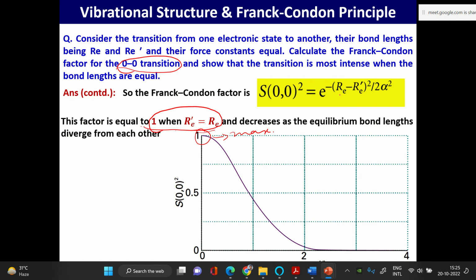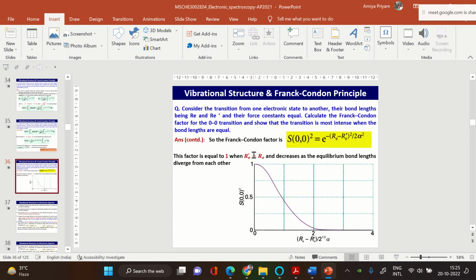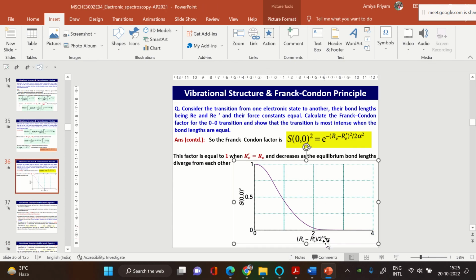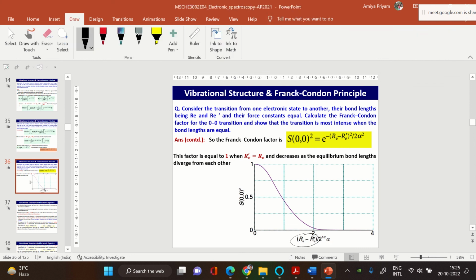So this is the factor which is plotted here. So you can clearly see here the situation where you have a difference in the equilibrium bond lengths of the two electronic states. If the two electronic states are displaced with respect to each other, then there will be a decrease in intensity as the displacement increases. The 0-0 transition shows less and less intensity, and finally it is very low at a certain value that is shown over here.